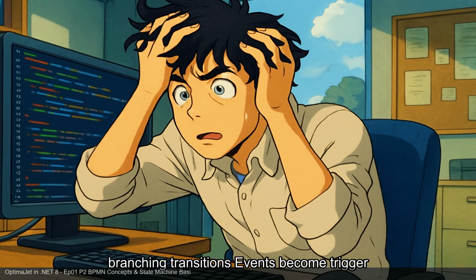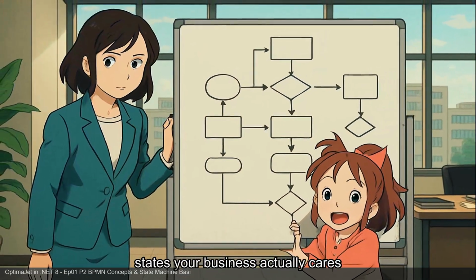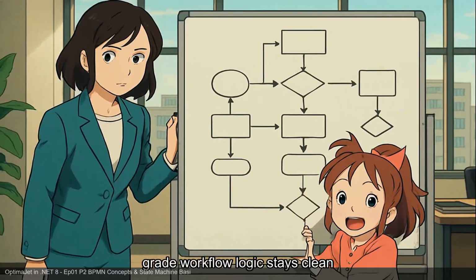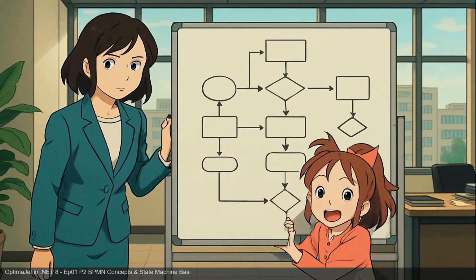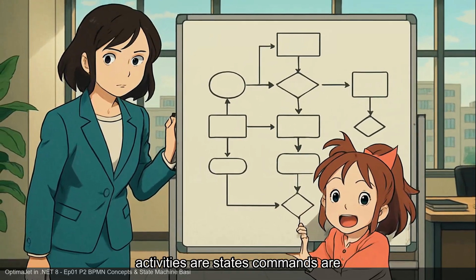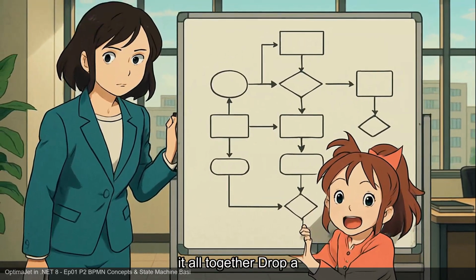Gateways become branching transitions. Events become trigger conditions. Activities become the named states your business actually cares about. This is how enterprise-grade workflow logic stays clean as your requirements grow. So, activities are states, commands are transitions, and BPMN notation is the visual map that ties it all together.